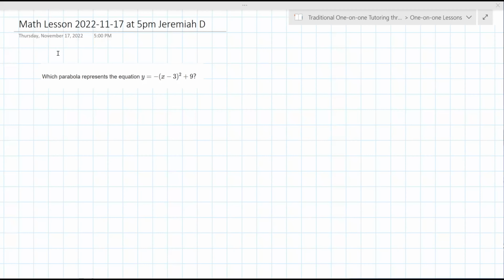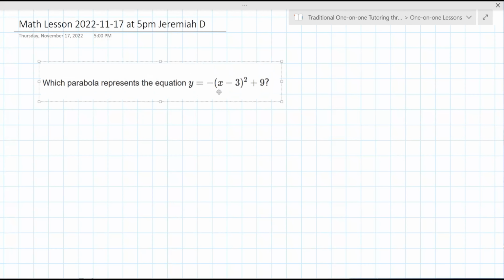Okay, so we're looking at a graph. It says, you're seeing my screen, which parabola represents the equation y equals minus (x minus 3) squared plus 9. So you can obviously go to Desmos and graph this thing, but there's a couple of shortcuts that I think would also help you here. One is to notice that this is in vertex form.